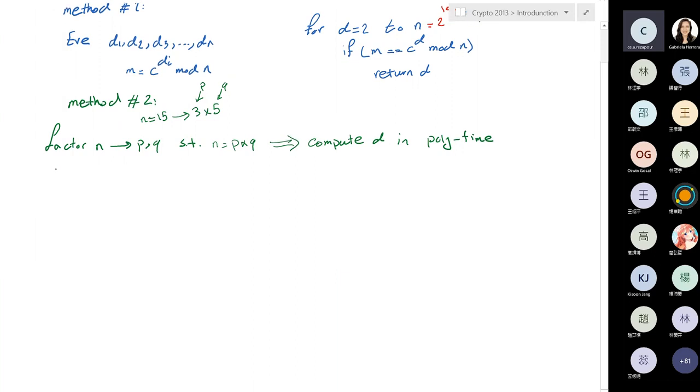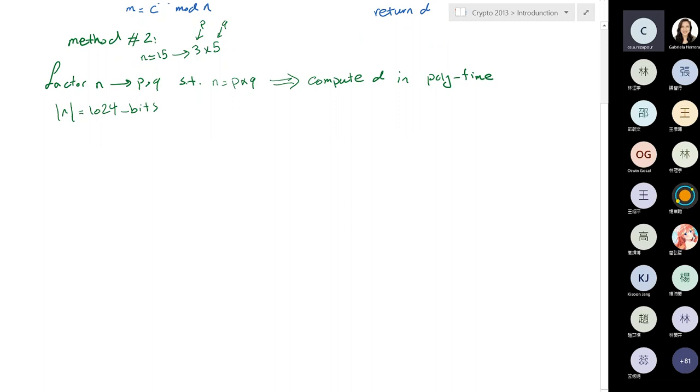But again, we assume that our n is large. When n is small, we can do this computation very fast. But when n gets large, and we are talking only about large n, so 1024 bits, then here comes the challenge.